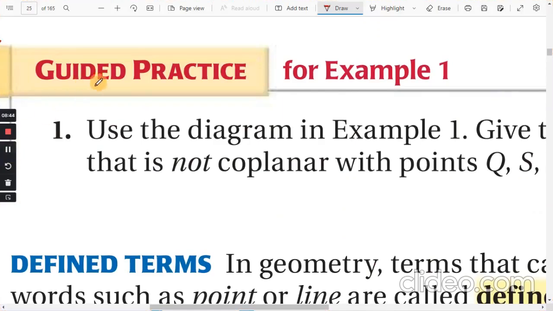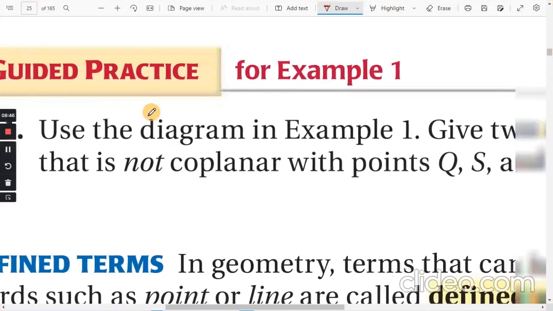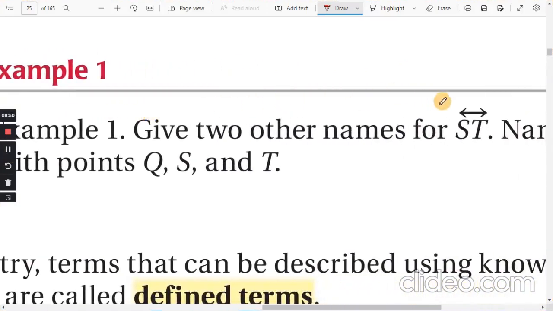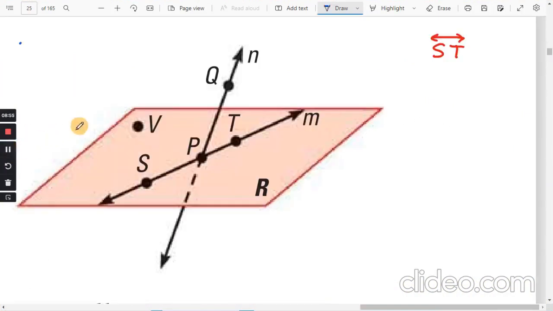All right, guided practice number 1. Use the diagram in example 1. Give 2 other names for line ST. Let's take a look. All right, so here's line ST. See if you can come up with at least 2 other names for that line right there.